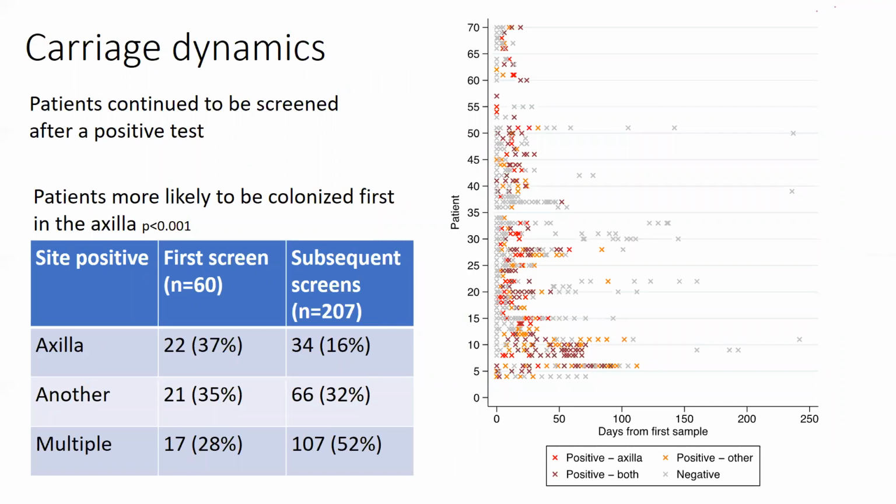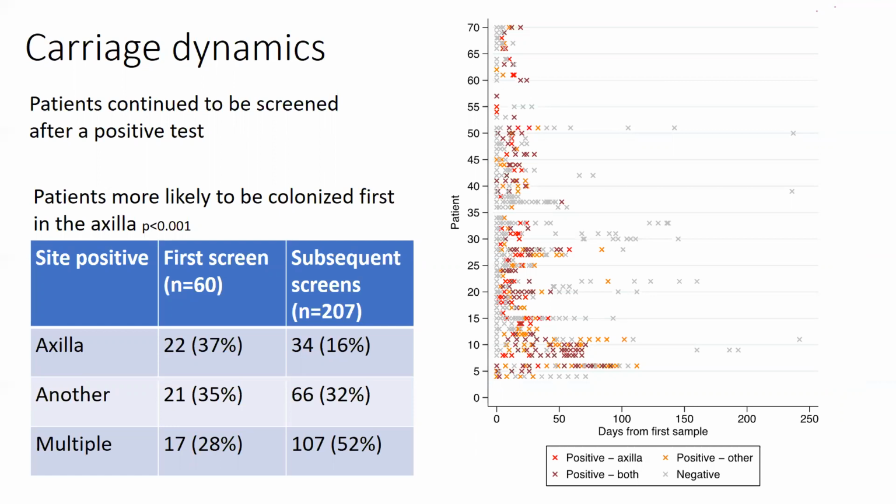So that was another bit of evidence that these temperature probes are really important, but we could try and understand a few other things as well from this data. So when we had a positive test, we continued to screen patients because we wanted to know how long patients needed to be isolated for. Did we see them actually losing colonization? But we also got a few other things from it, which I'll tell you about first.